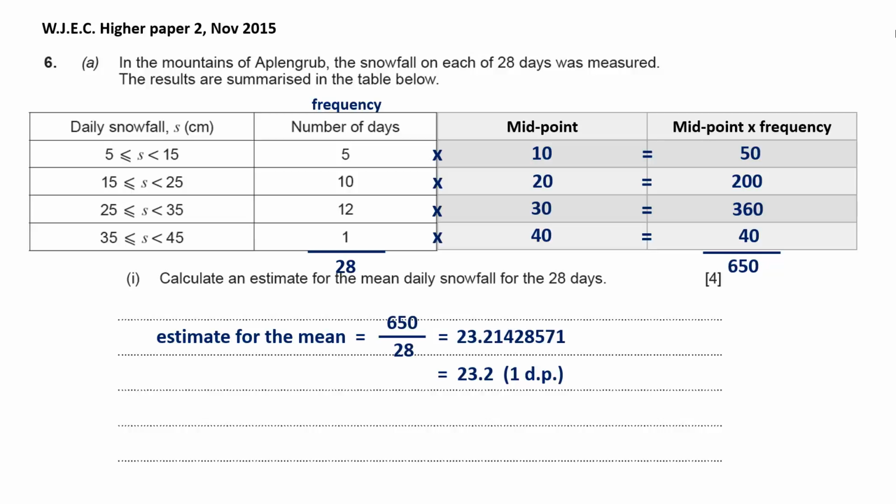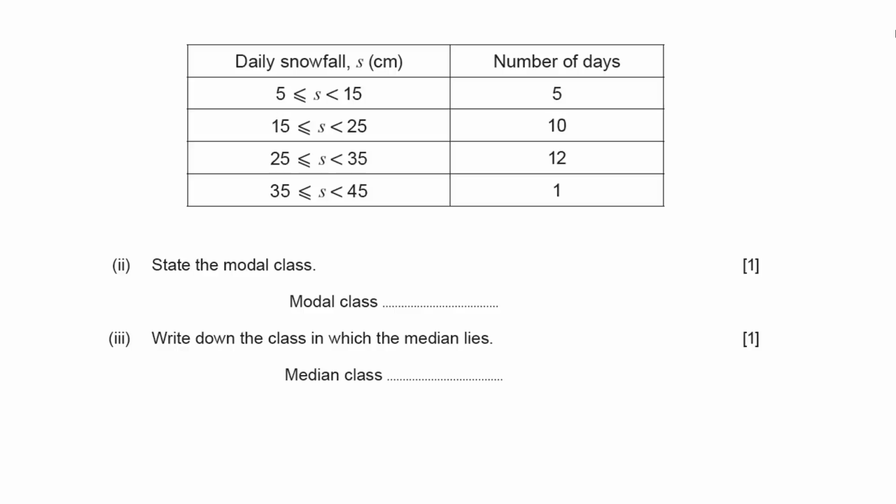So it's a nice little routine we can go through and get the estimate for the mean from a grouped frequency table. Now they do also ask us other things about the mode or modal class and where the median might lie. So let's have a look at that too.